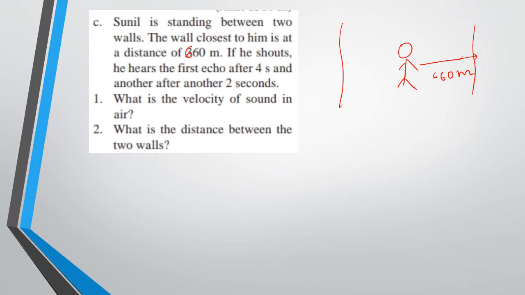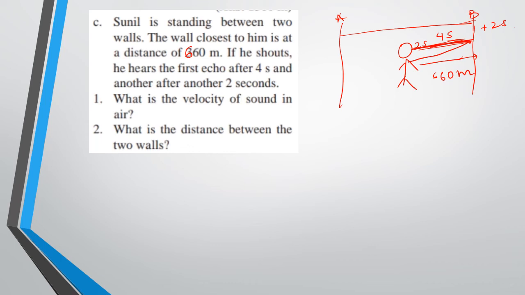Okay, you need to find out first the velocity of sound in the air, and the next thing is the distance between these two walls, wall A and wall B. When they say the wall closest to him is at a distance of 660 meters, if he shouts, he hears the first echo after 4 seconds. So after coming back 4 seconds, but while going it would be how much? 2 seconds. So 2 plus 2 gives us 4. But then another echo he hears after 2 more seconds. So total how many? 4 plus 2, 6 seconds.